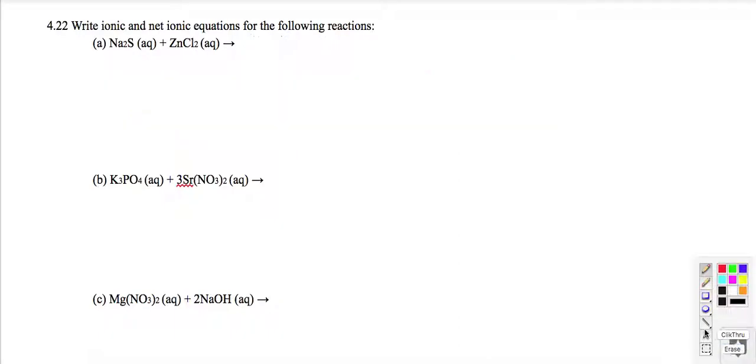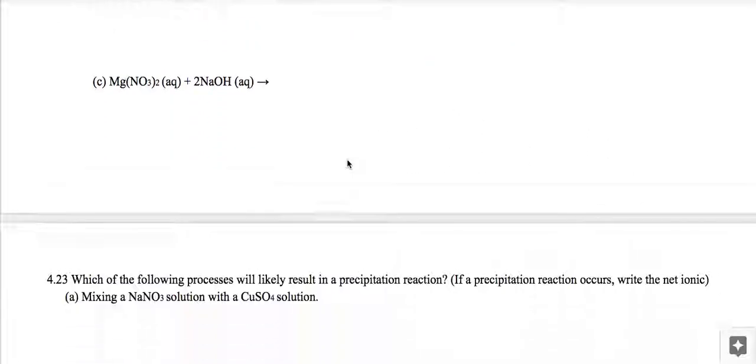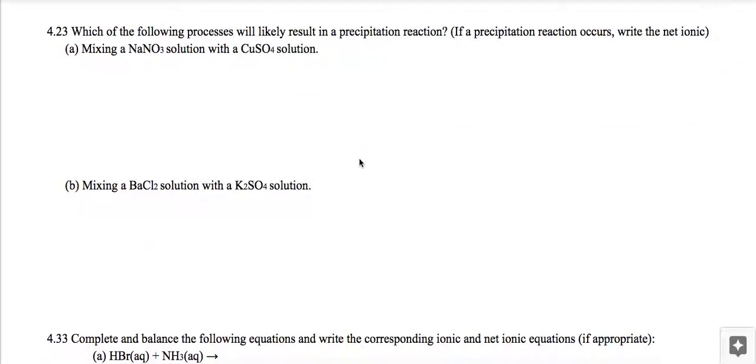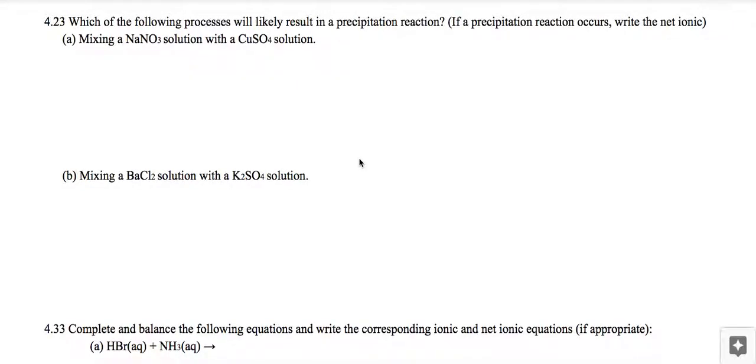Okay. See which the next one we can try. All right, number 23 starts us off. So let's try this one. That one looks like it's going to be a fun one. All right, we have our sodium nitrate and copper sulfate. Those are our reactants.